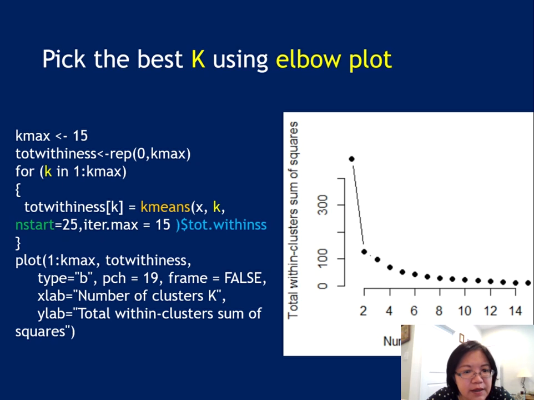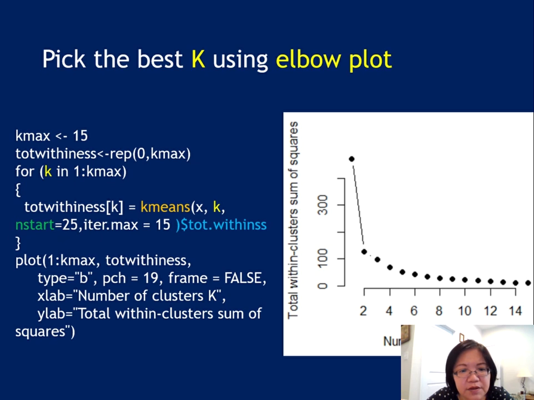Okay. And I ask for total within SS, and that value gets stored into total within SS, that vector. And so after that, I will have a vector of 15 values, and each of these values is the total within sum of squares for each of the models. And then I can just plot it.